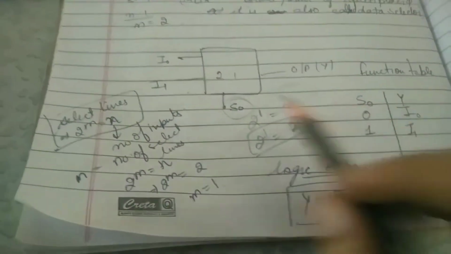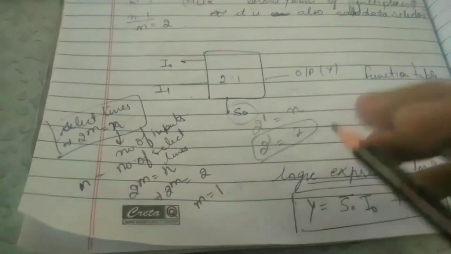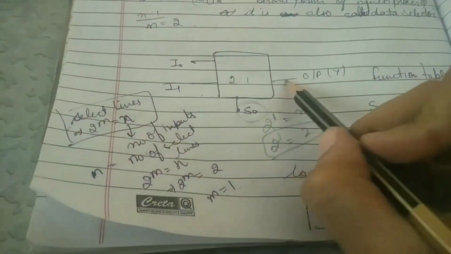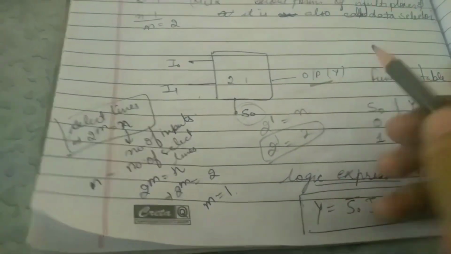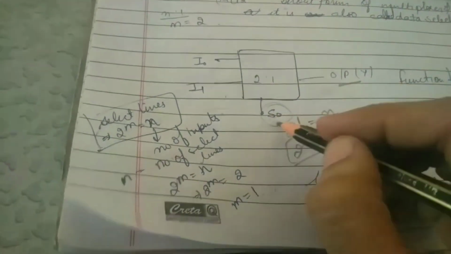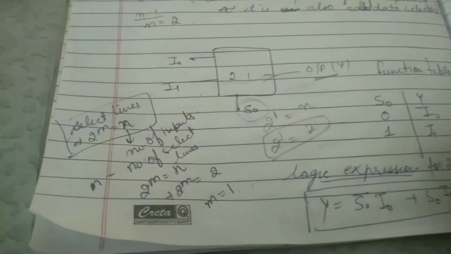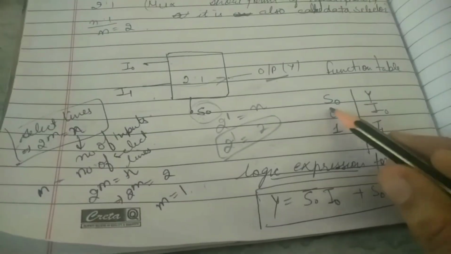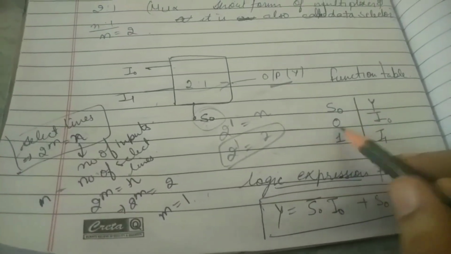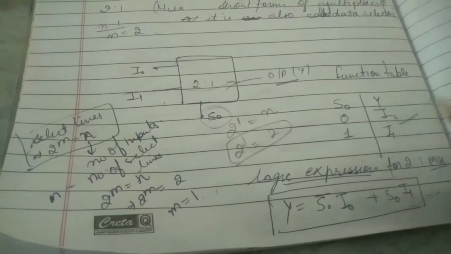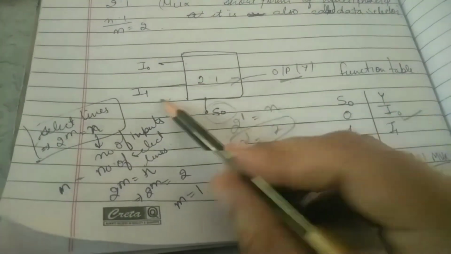See, if we give 0 to the select line, then it selects I0 and gives I0 as the output value, and if we give 1 here, then it selects I1. This is how it functions. So this is the function table. If we give S0 as 0, then it selects I0, and if we give 1 here, then it selects I1.